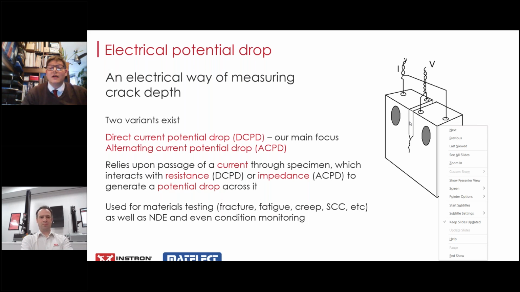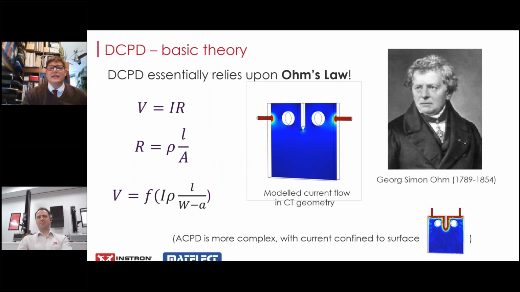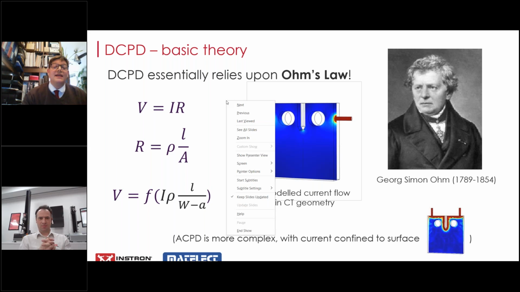Like all technology, this is standing on the shoulders of giants. Today's particular giant is Georg Ohm, who in 1827 defined how electricity flowed through a specimen and then lost his job because the scientific community rejected it.